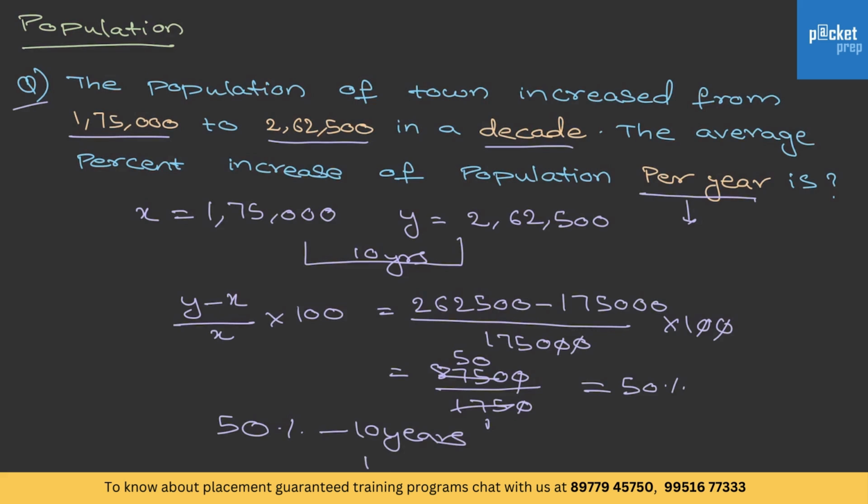Then in 1 year, how much did it increase? This is given by the crisscross method, that is 1 into 50 by 10, which is 5%. This means that there is an increase of 5% every year.